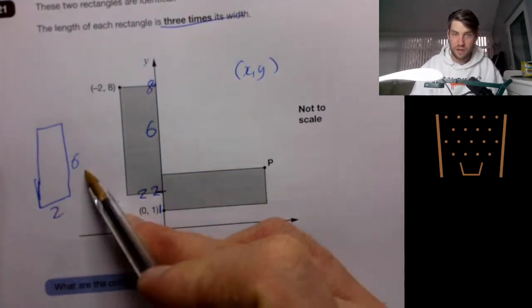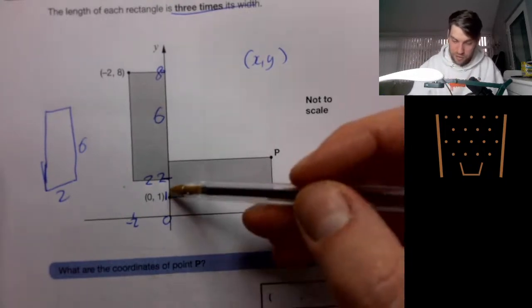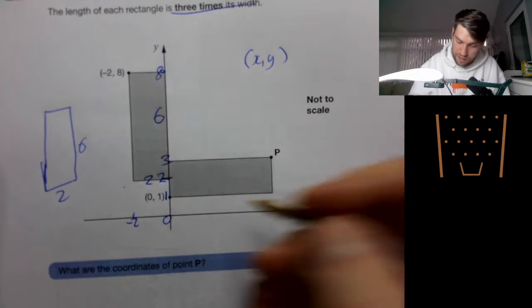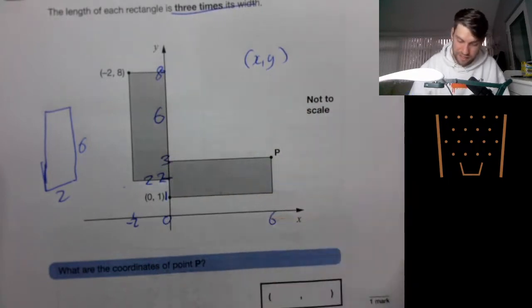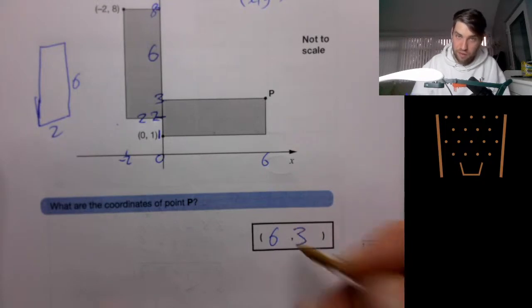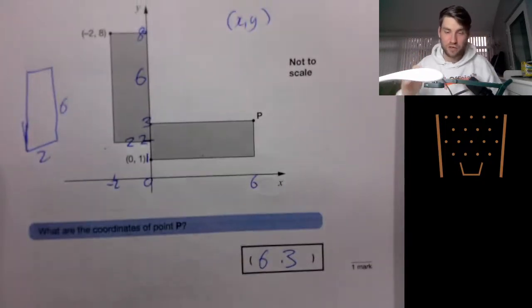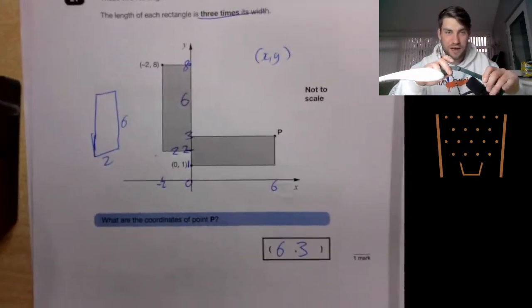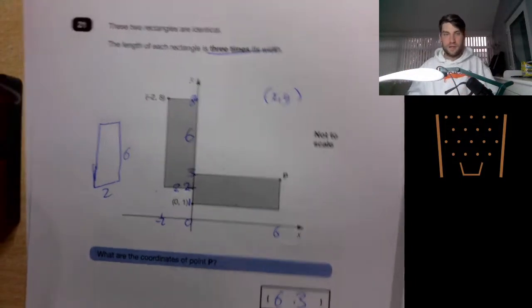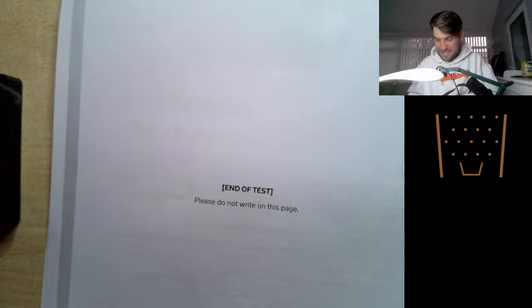That's a rectangle. So now I need to know these points. So that's 1, that's 2. That must mean that is 3, and that's going across 6 there. So this, it's 6 across and 3 up. That is a bit of a tricky question, and I can really see GCSE students struggling with that.